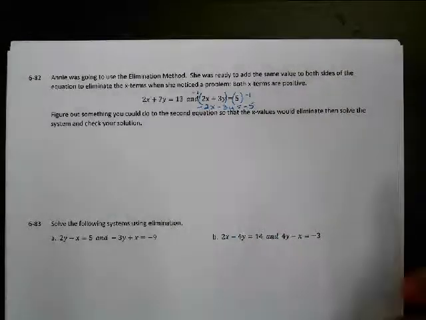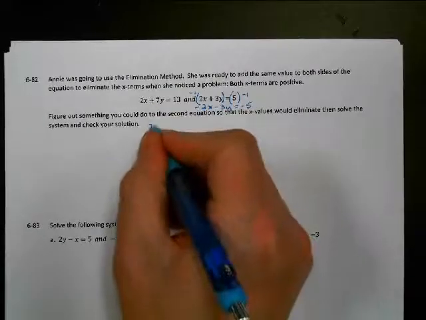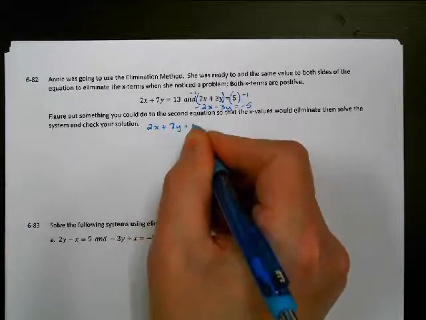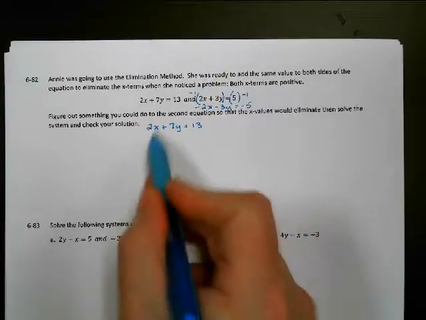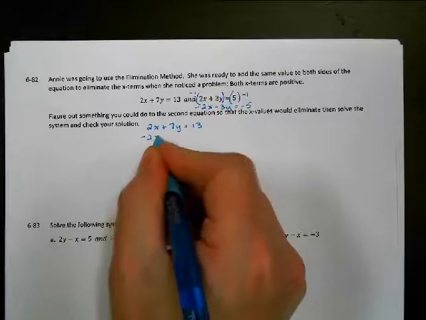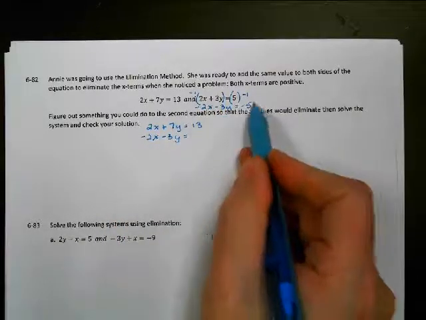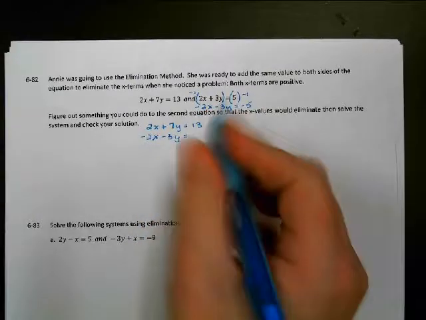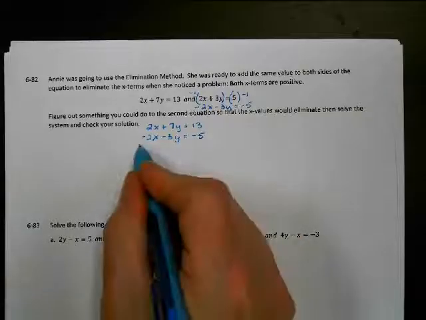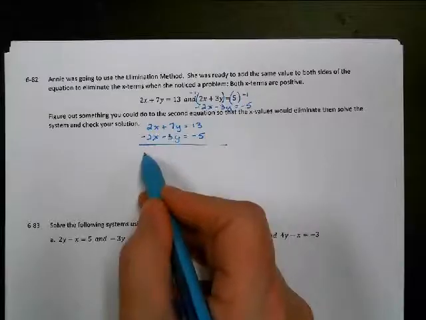So I'm going to stack these two on top of each other. 2x plus 7y equals 13. On this side of the equation, I'm going to add negative 2x minus 3y. On the other side of the equation, I know that negative 2x minus 3y is equal to negative 5, so I'm going to put negative 5 on the other side of the equation. All right, I've stacked them. Now I'm going to combine like terms. The x's are canceling just like I wanted them to. 7y minus 3y is 4y.